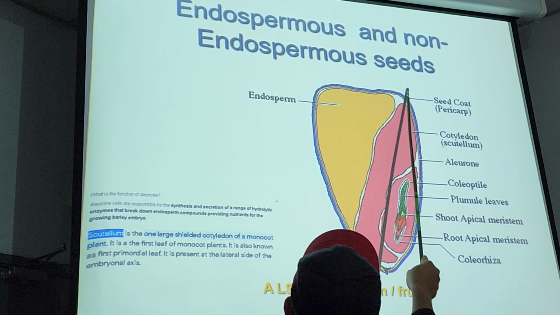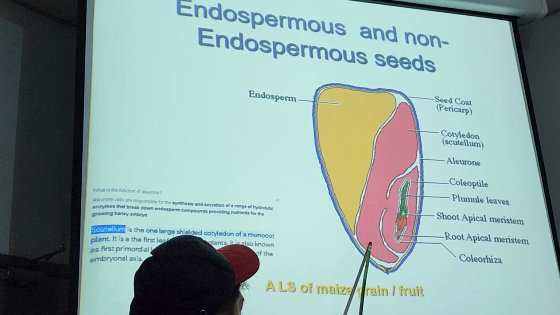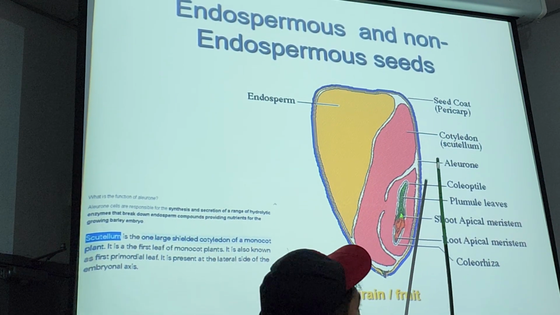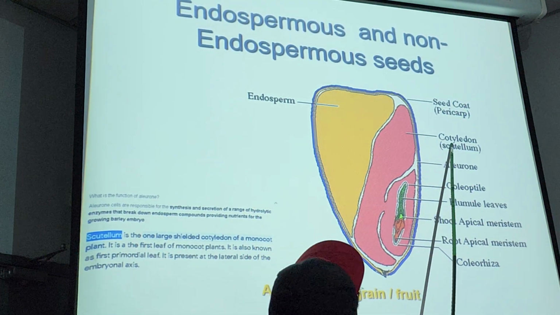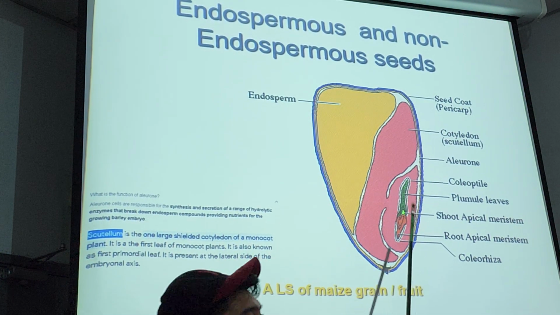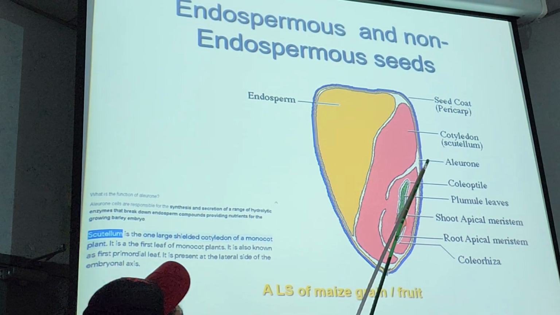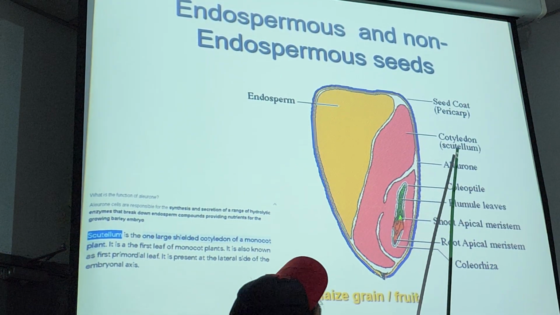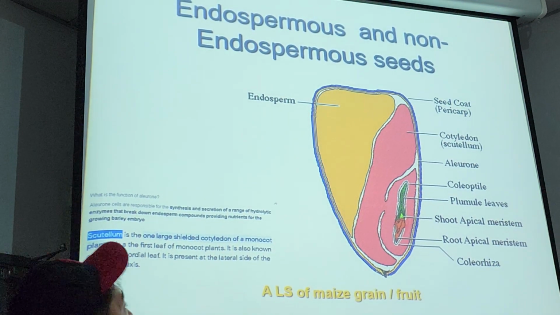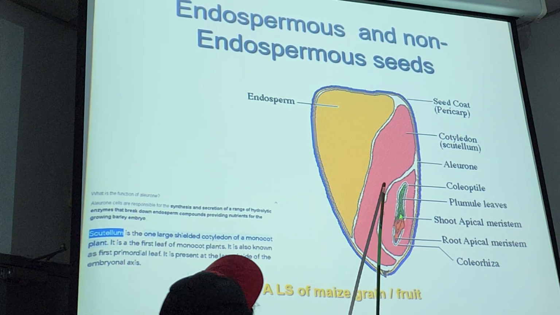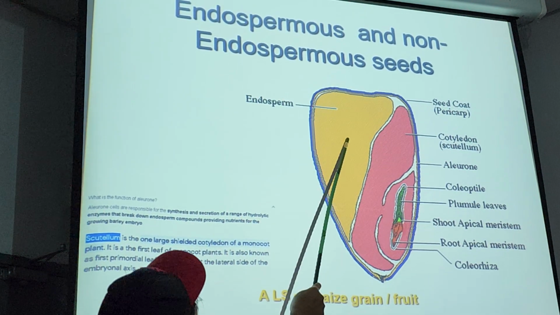In the endospermous seed, or the monocot seed here, you will see that in many books or reference materials, the cotyledon is not really labeled as cotyledon. It's actually labeled as scutellum. Scutellum is a Latin word that means shield, because it looks like a shield, shielding between the embryo here and the endosperm.